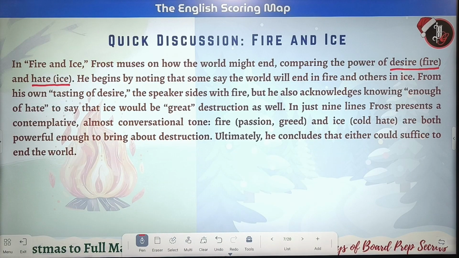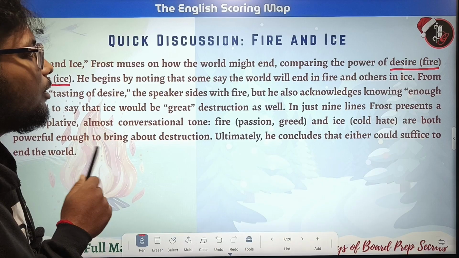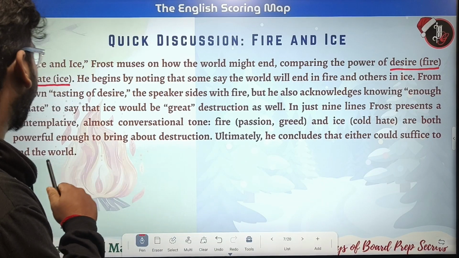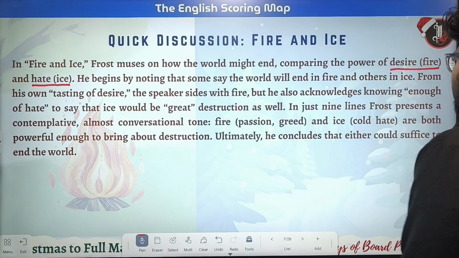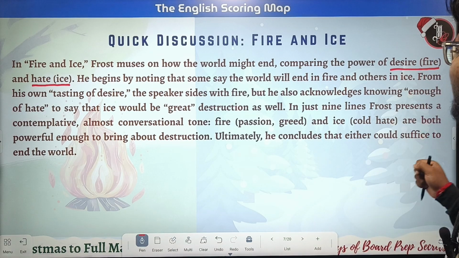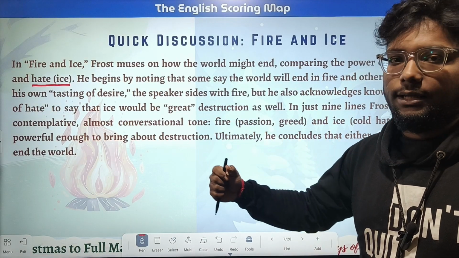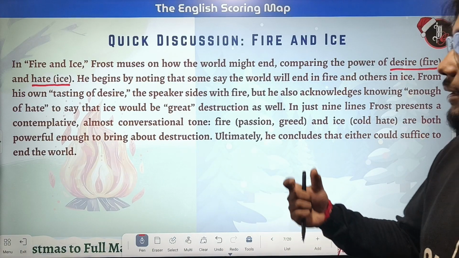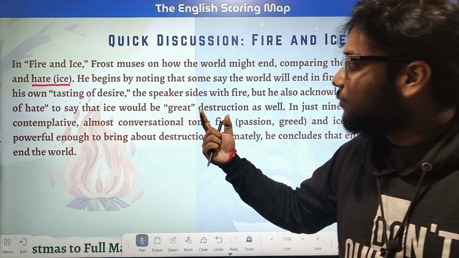Okay, so from his own tasting of desire, the speaker sides with fire, but he also acknowledges knowing enough of hate to say that ice would be great destruction as well. Now the poet has already told us about desire and hate. Now he is again saying that he has tasted both of the things. He had tasted desire, and he has also acknowledged knowing enough of hate.